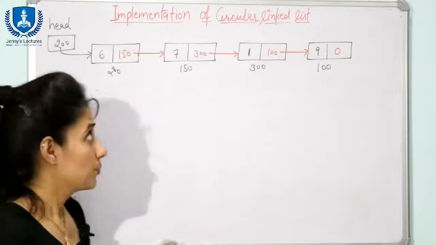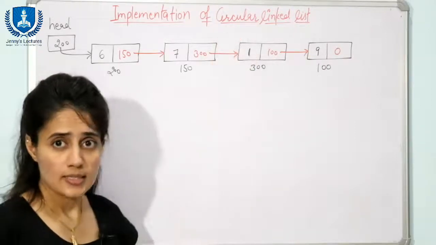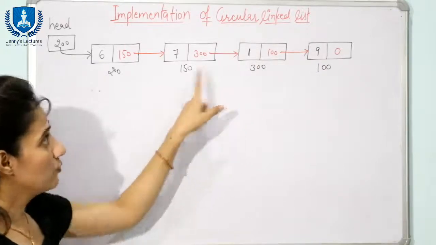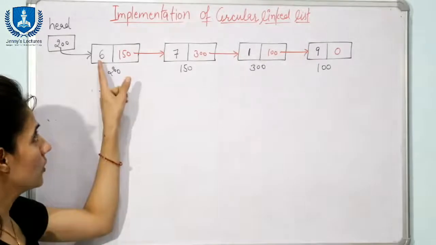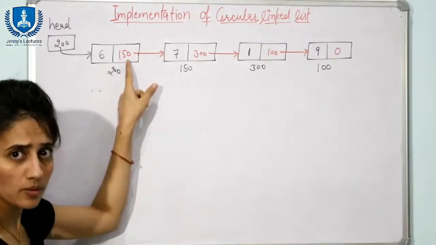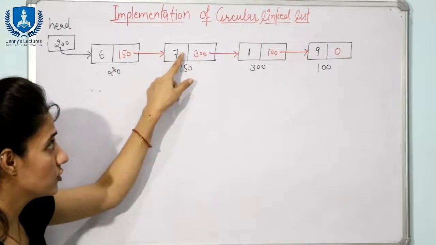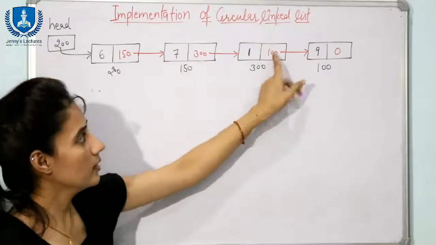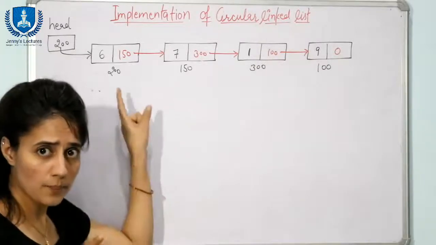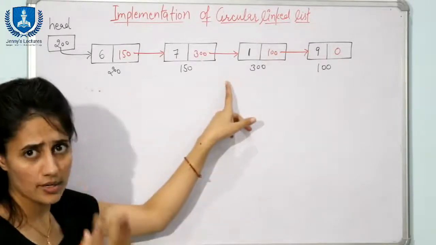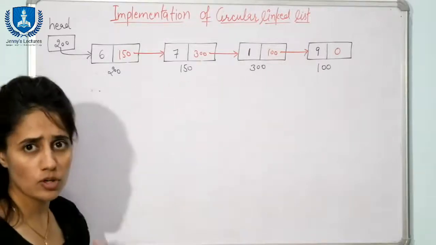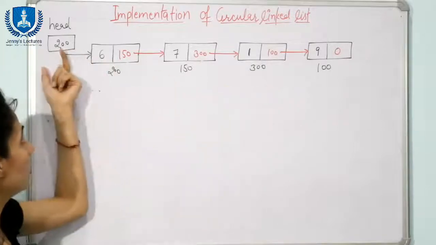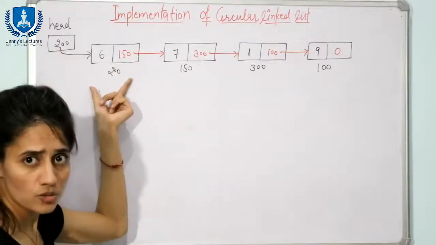Now, first of all, what is a circular linked list? This is a singly linked list having 4 nodes. Each node has 2 parts, a data part and an address part, and this pointer contains the address of the next node, that is, the address of the next node is 150, here 300, here 100. It's not compulsory that the addresses would be in ascending or descending order. Any random location can be dynamically allocated to these nodes. And we have a head pointer, head contains the address of the first node.